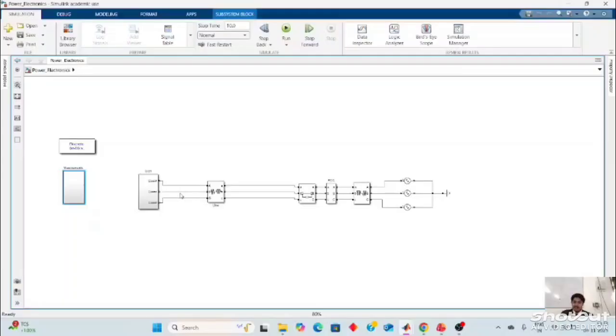Then we have the line. This line is nothing but the simulated transmission line between DG and grid. It induces resistance and inductance. Now we have the PCC. So PCC is the point of common coupling. The node where DG connects to the main grid is nothing but the PCC.